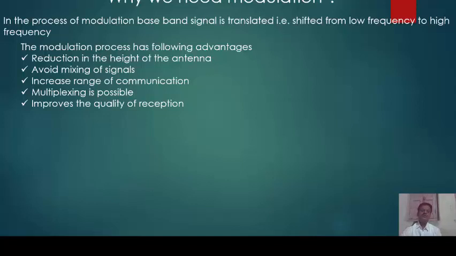Okay, so let us see the advantages, such types of the advantages one by one. First of all, let us see reduction in height of the antenna. How the antenna size or the height of antenna is reduced when we are using the modulation process.